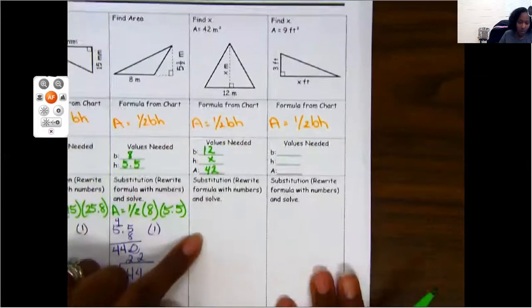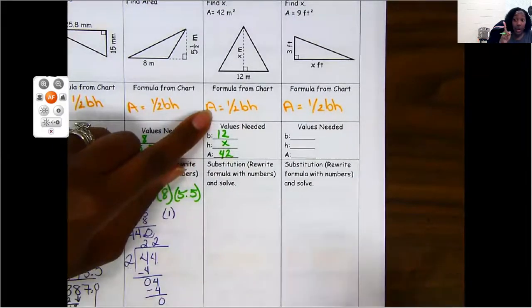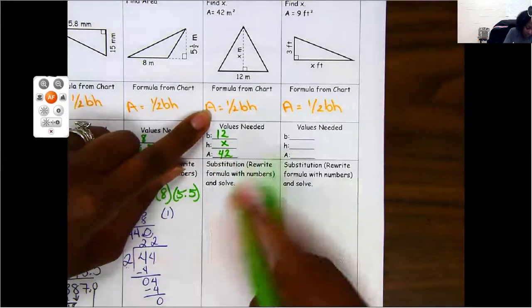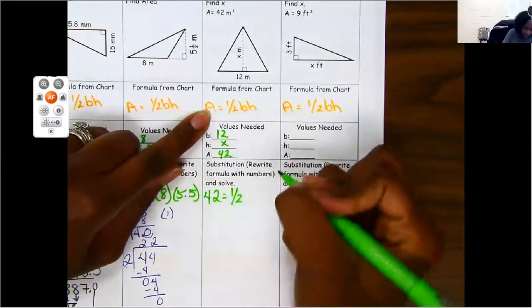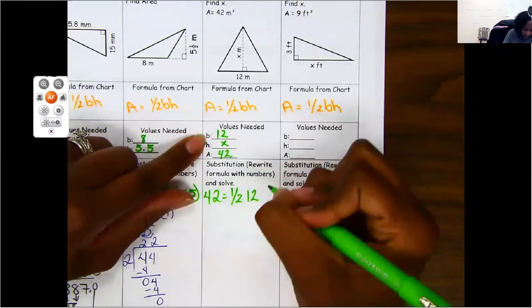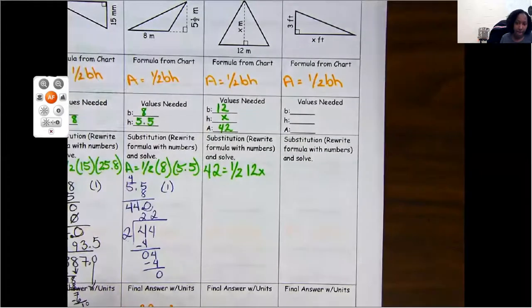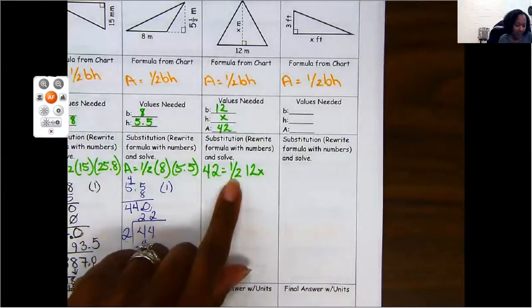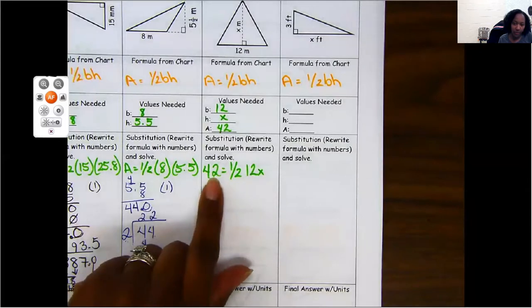Okay, we're going to rewrite using our formula. We're not going to put A because we know what A is. A is 42. Half, our base is 12. We don't know what our height is. Okay, now I have half of 12x is equal to 42.